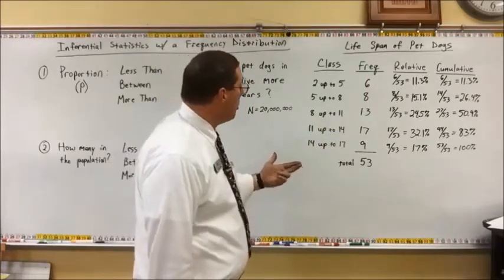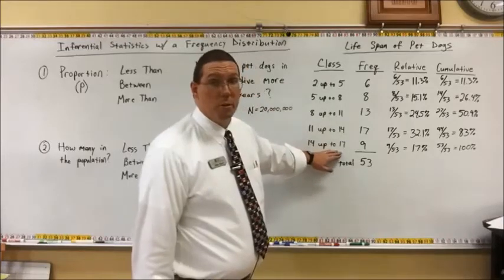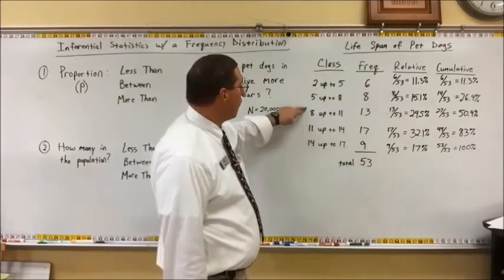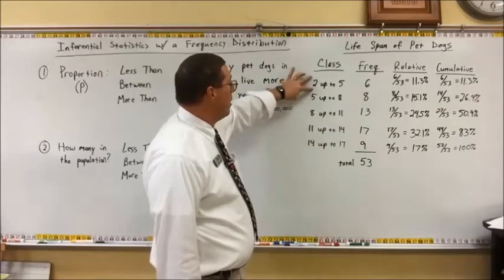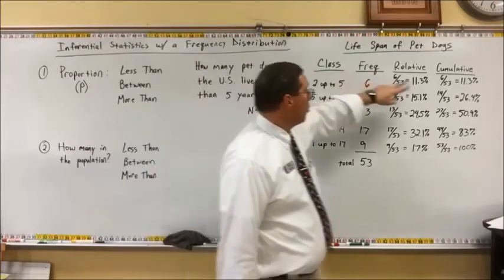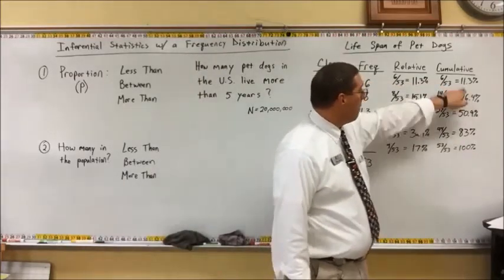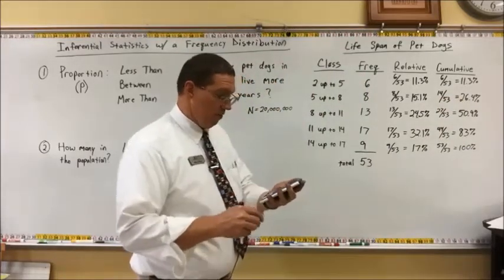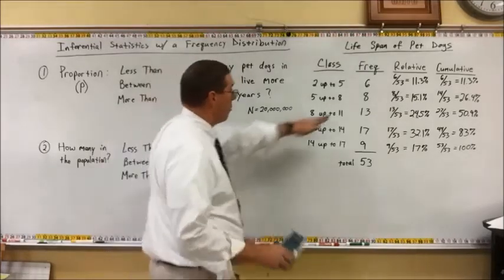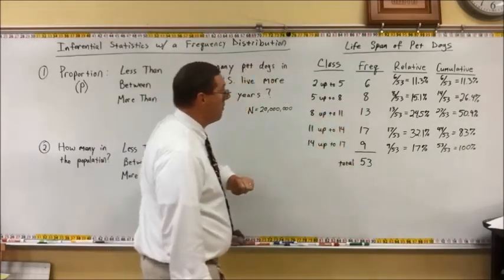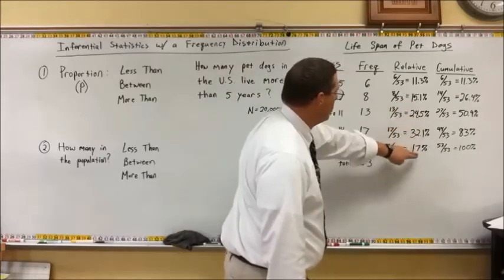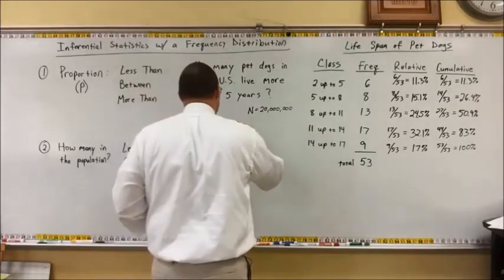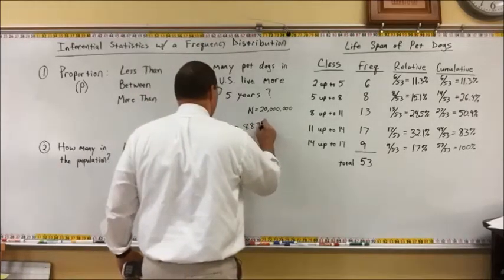So what we can do is take the highest group, which is always included in a more than question, that's 100%, and subtract away the group moving up that was not included, which is this one. Go over to cumulative, 11.3%. So if we do 100 minus 11.3%, we get 88.7%. You can also add up the frequencies and divide by 53. You can also add up these 4 percentages, and again, you will get 88.7%. So change it into a decimal, it's 0.887.